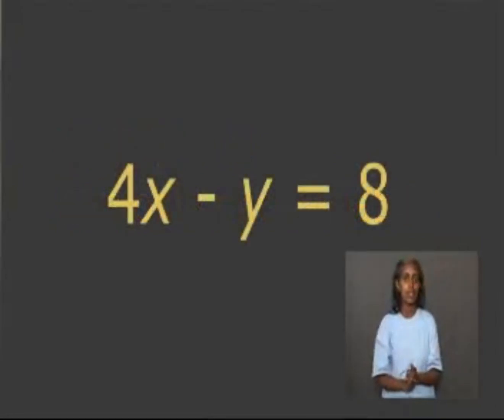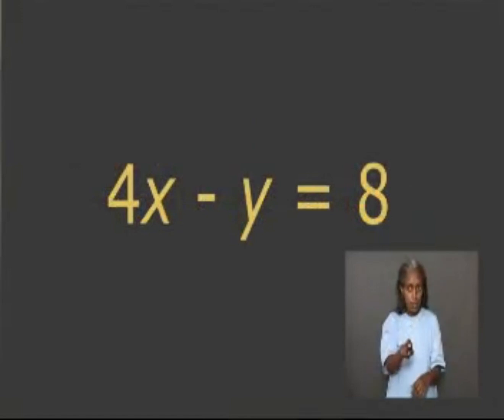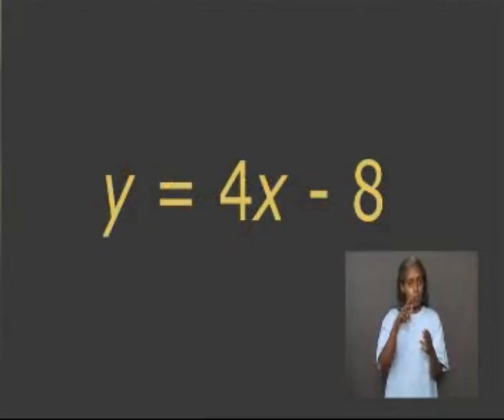Let us look at the linear equation from answer A. 4x minus y equals 8. We can change this equation to the proper form by moving the y and the 8. Our new equation is y equals 4x minus 8.